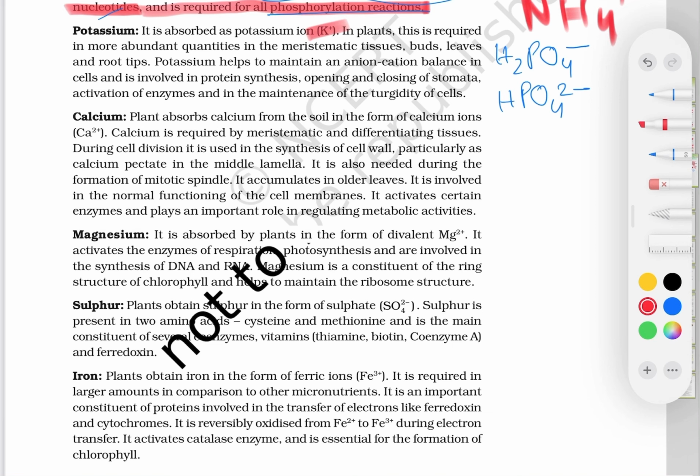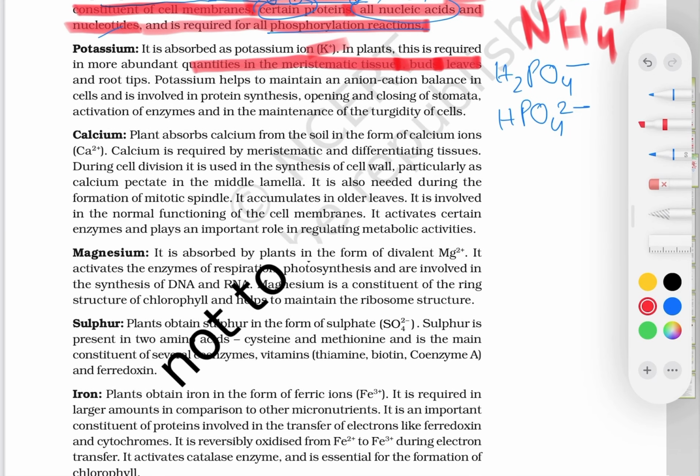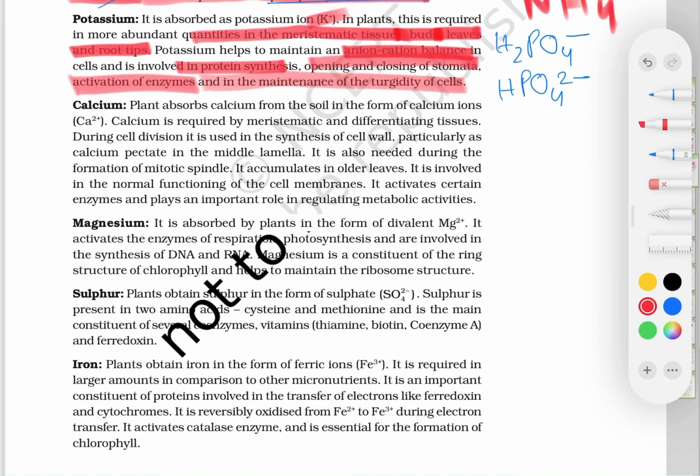Potassium. It is absorbed by plants as potassium ions. It is required in more abundant quantities in meristematic tissue, like phosphorus, and in metabolically active cells in buds, leaves, and root tips. Potassium helps to maintain anion-cation balance in cells and is involved in protein synthesis, opening and closing of stomata, activation of enzymes, and maintenance of the rigidity of cells.